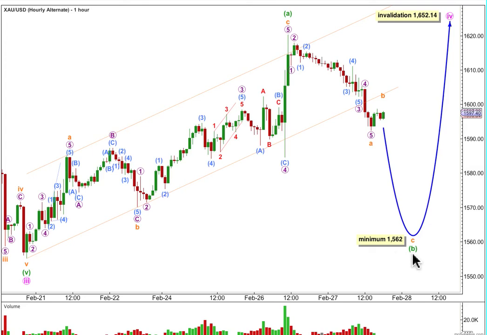B of a flat correction can make a new price extreme beyond the end of A, so for this one also we can see a new low, and the most common type of flat is an expanded flat where B does move beyond the start of A, so a new low is actually reasonably likely. When B's done, C upwards would be extremely likely to make a new price high beyond the end of A up here.